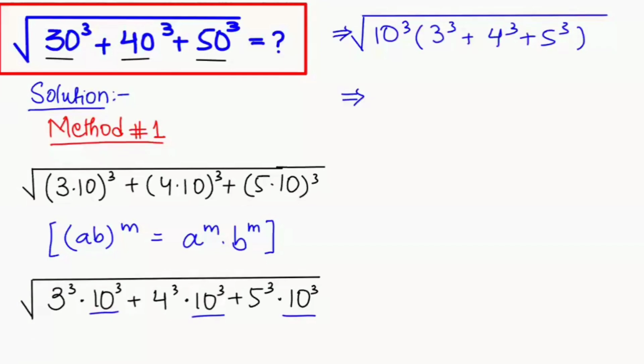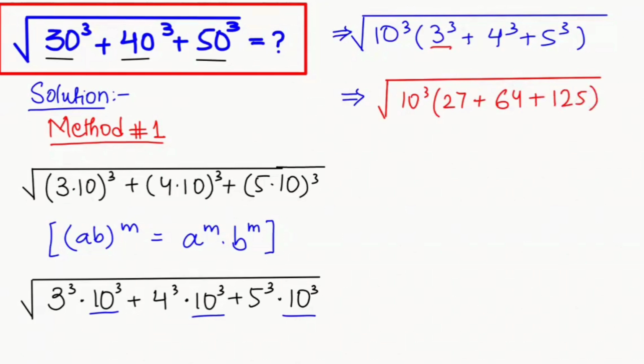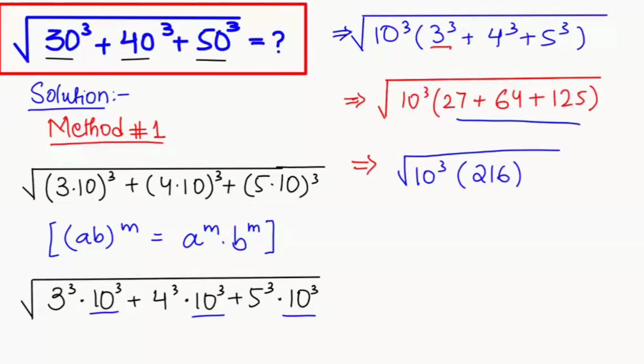So next, I will simplify it further. So I'm going to write here 10 to the power of 3, and 3 to the power of 3 is equal to 27, and 4 to the power of 3 is equal to 64, plus 5 to the power of 3 is equal to 125. And this will be equal to 10 to the power of 3 times 216.